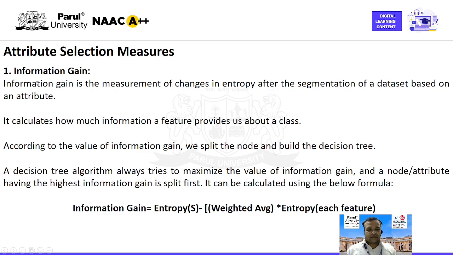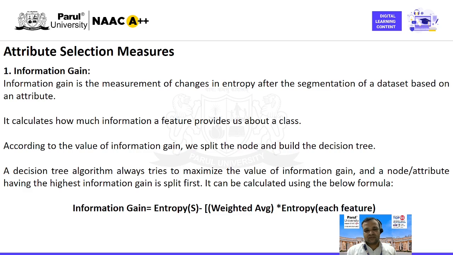So we take an example to select the best attribute, the root node, for creating the decision tree using the information gain method or Gini index method. So first one is information gain.